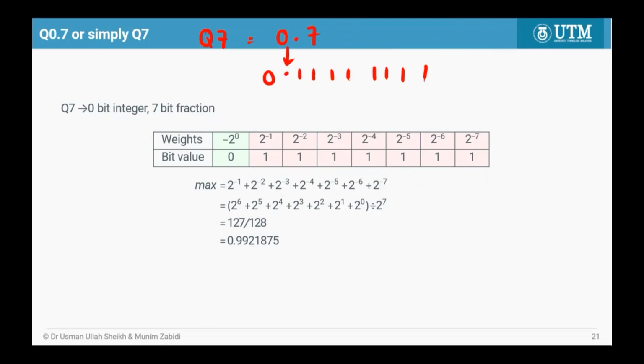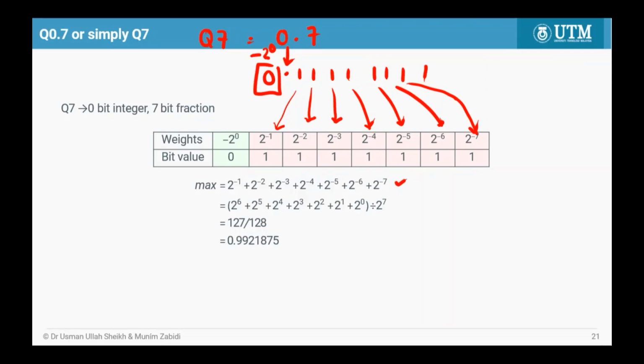Since this one here is a signed number, you calculate the weightage, which is actually 2 power of 0, but since it's a signed number, you need to put a negative, negative 2 power of 0. And what about the rest? This one is 2 power of negative 1, 2 power of negative 2, 2 power of negative 3, and it continues. Then you multiply the weightage, or to make it more simple, you can do something like this.